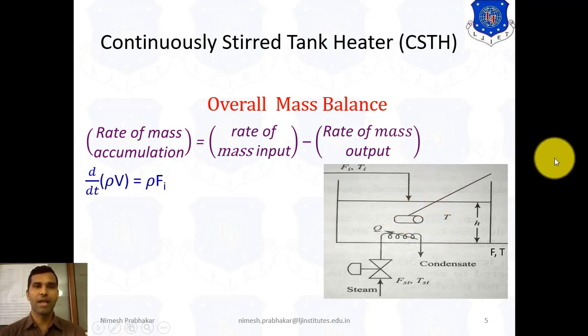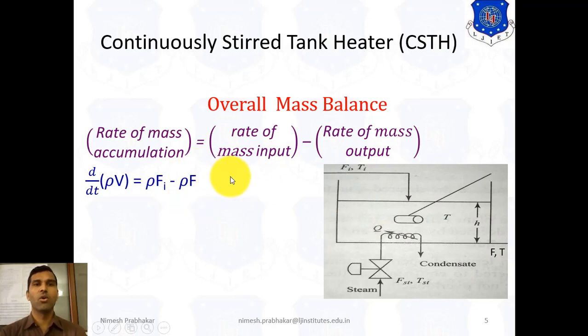So for this, rho is the density of the material, that means the water density, and V is the volume inside this tank. So rho multiplied by V gives us mass, and d by dt indicates the rate. So the rate of mass accumulation inside this tank is d by dt of rho into V. Similarly, the rate of mass input is rho multiplied by Fi, the density multiplied by the inlet flow Fi, and rho multiplied by F gives the rate of mass output.